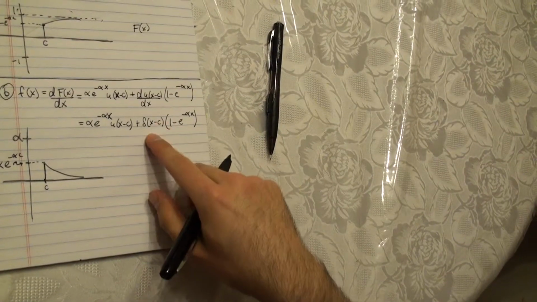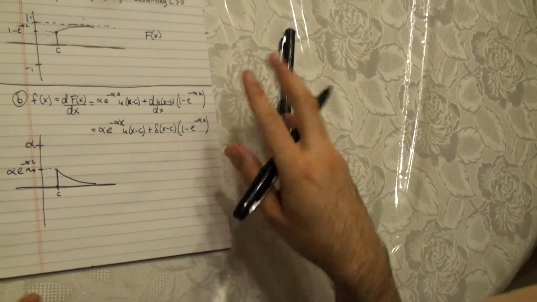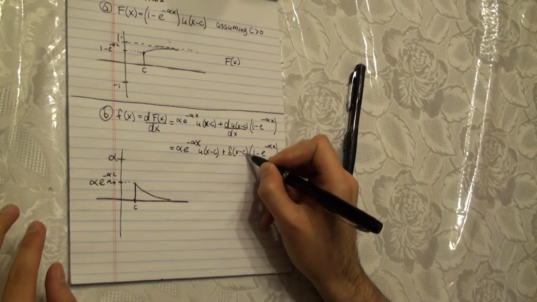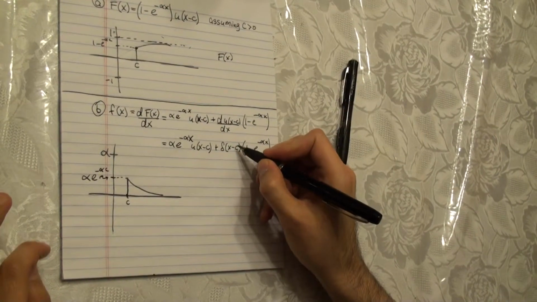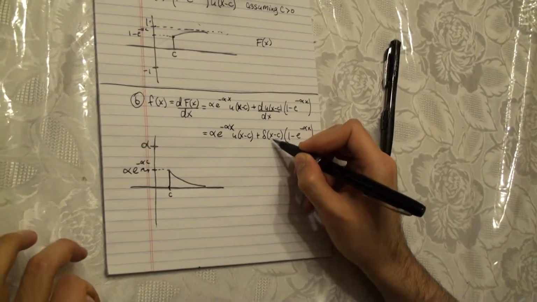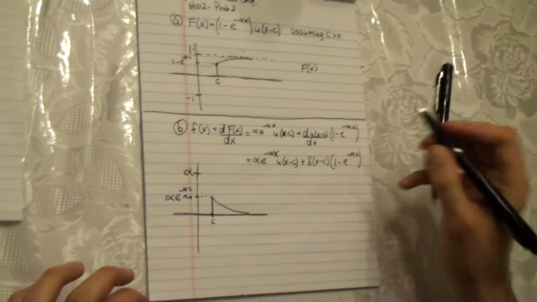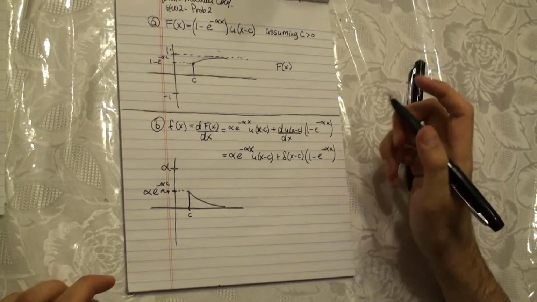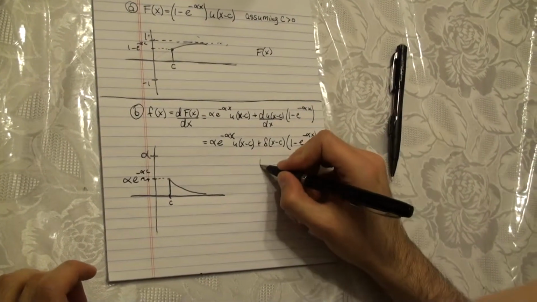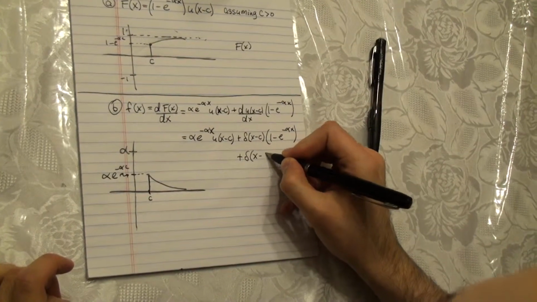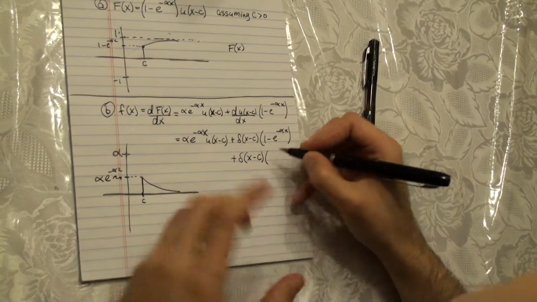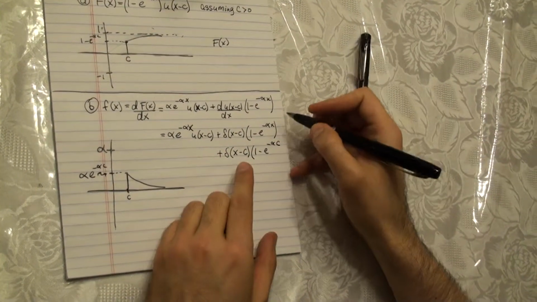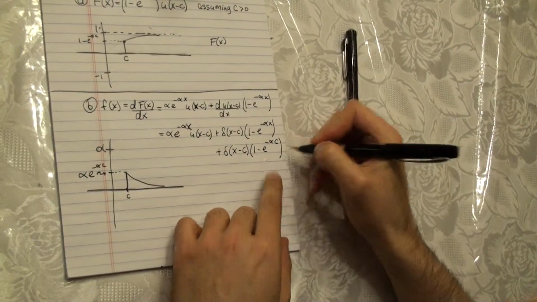Why is that? The delta function is 0 everywhere except for the point where its argument equals 0. So the argument equals 0 at x equals c. That's when the delta function is equal to 1. So what's going to happen is we're going to have a delta function at x equals c, and the magnitude is going to be 1 minus e to the minus alpha c, because it's going to be 0 except when x equals c.